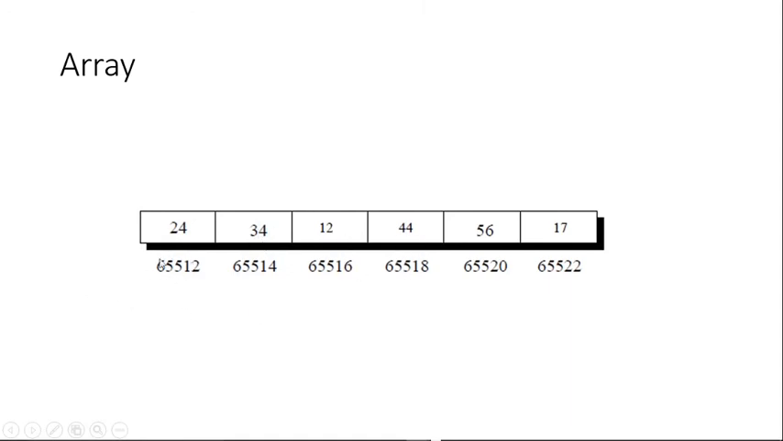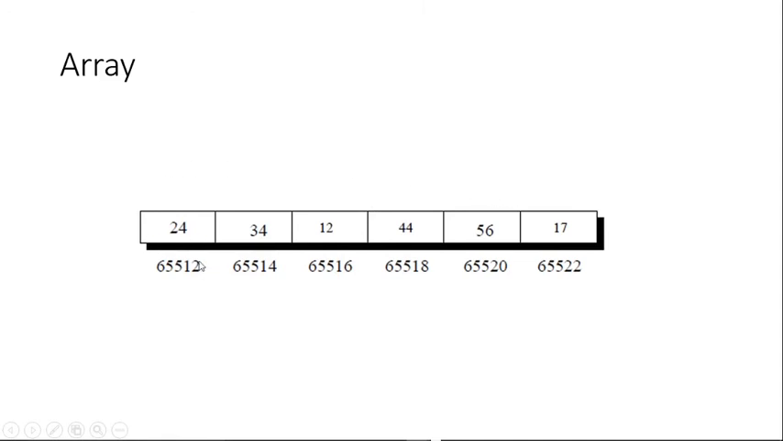So let us assume that this memory address is 65512. This memory address is 65514. That means the gap is 2 bytes. So this is 65512, this is 65514, then 65516, 2 bytes, 2 bytes, like that. Here 1, 2, 3, 4, 5, 6, 6 integers are there. So you need total 2 into 6, 12 bytes of memory.